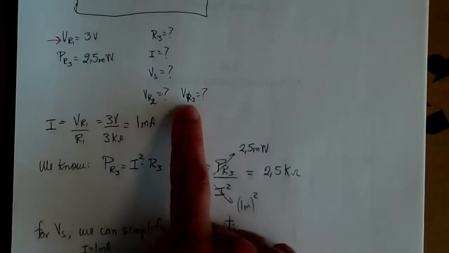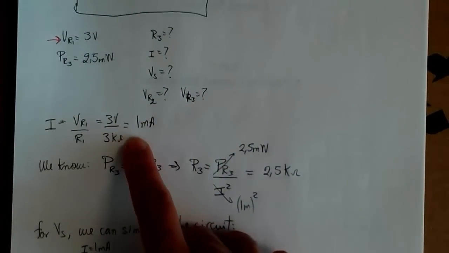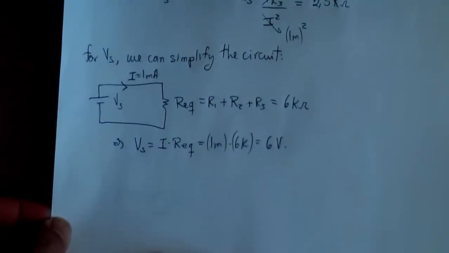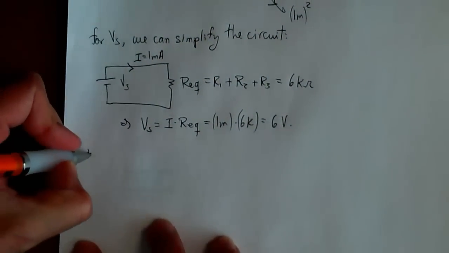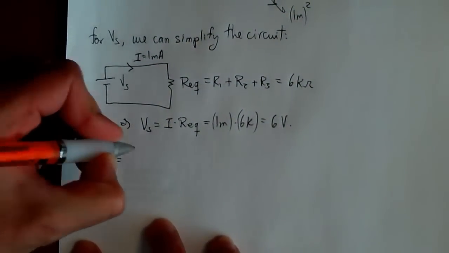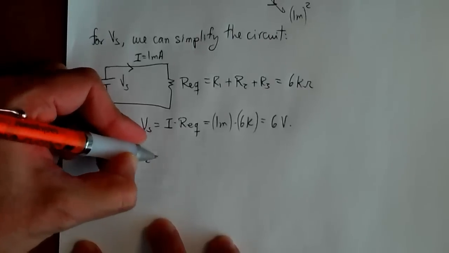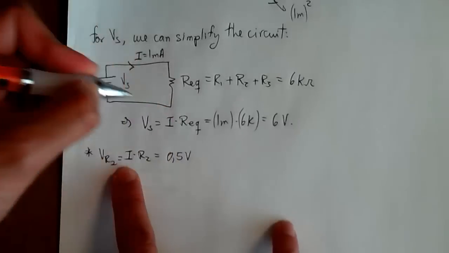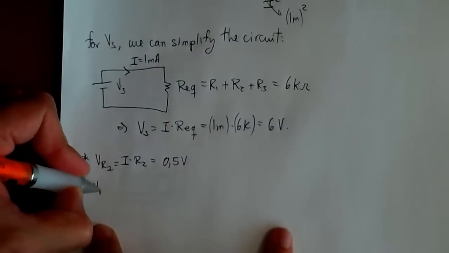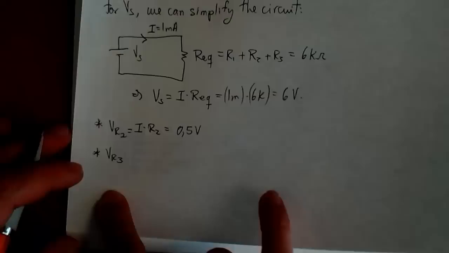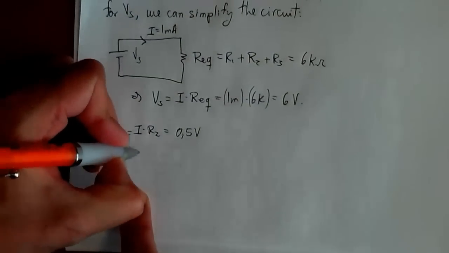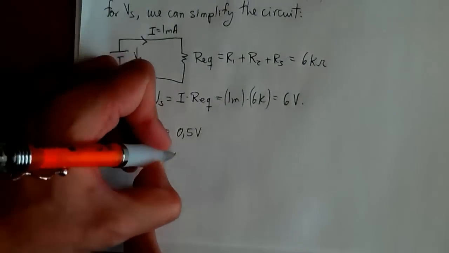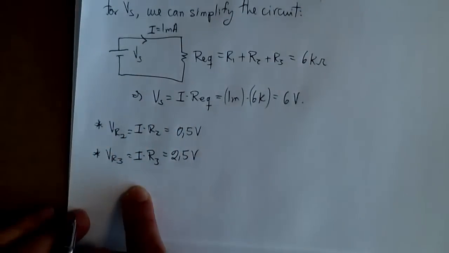Now we want to find the voltage across R2 and the voltage across R3. We can easily do that because we know the current and we know the value of each individual resistor, so we can just apply Ohm's law. So for VR2 we take the current we multiply by R2 and we get 0.5 volts. And for VR3, we take the same current. They're all in series, so it's the same current for the three. And multiply by R3, so we get 2.5 volts.